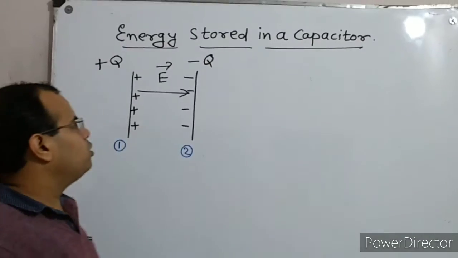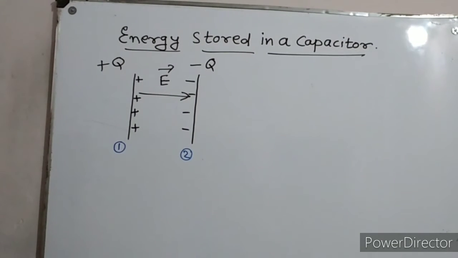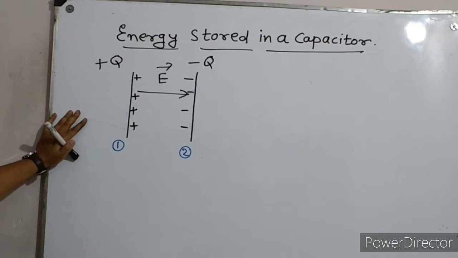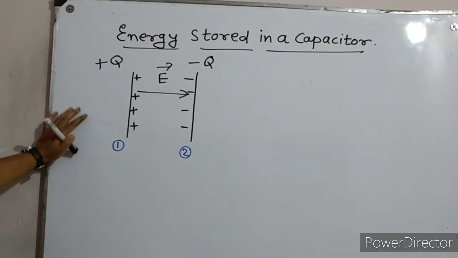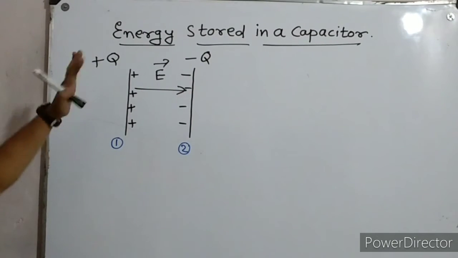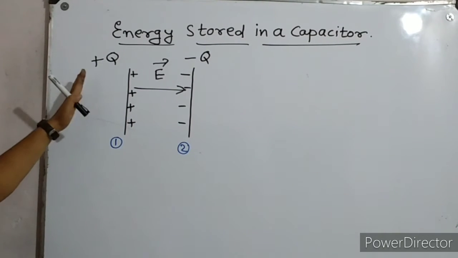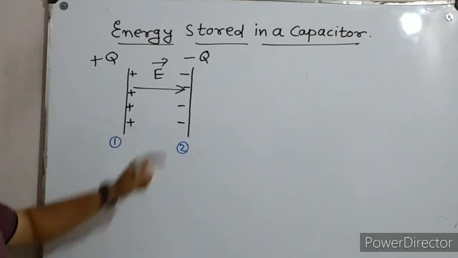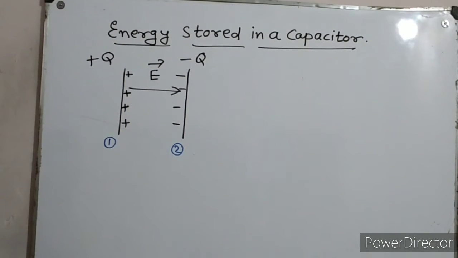Now we are going to derive an expression for energy stored in a capacitor. Let us consider a parallel plate capacitor with plus Q and minus Q charge. So total charge plus Q is there over the plates of the capacitor, and an electric field E vector is set up between the plates.